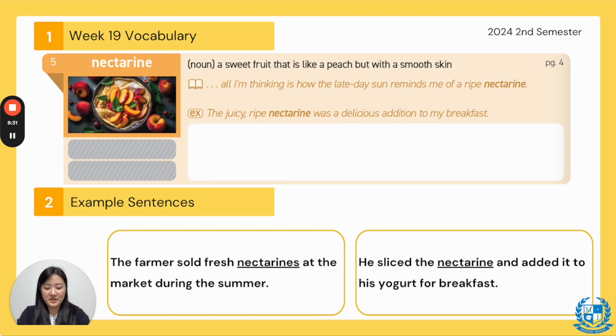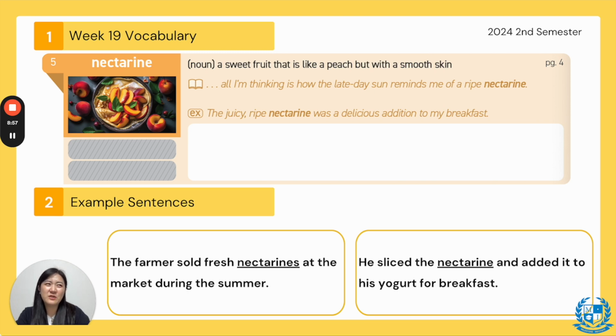Now, let's move on to our novel words. And these are words from The One and Only Ivan. Number 5, the word is nectarine. Nectarine, yummy. It is a noun, and it means a sweet fruit that is like a peach, but with a smooth skin. So a peach is a bit fuzzy, right? But a nectarine is very smooth.